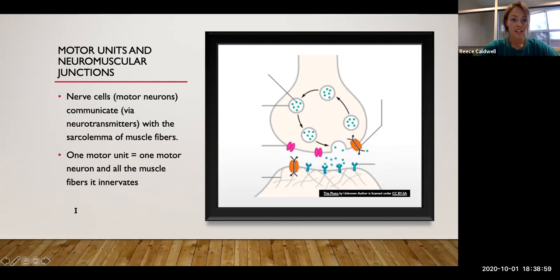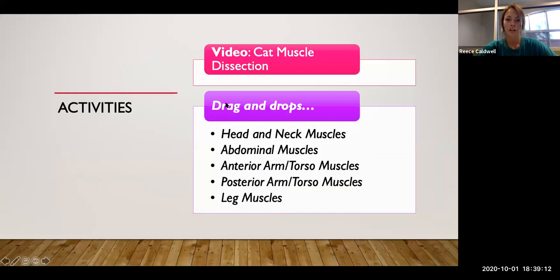So tropomyosin and troponin, you definitely don't need to know that for lab. You'll learn that in lecture, and you'll definitely learn it in ex-phys, but for lab, definitely not. But good question. I'm glad you know those words.